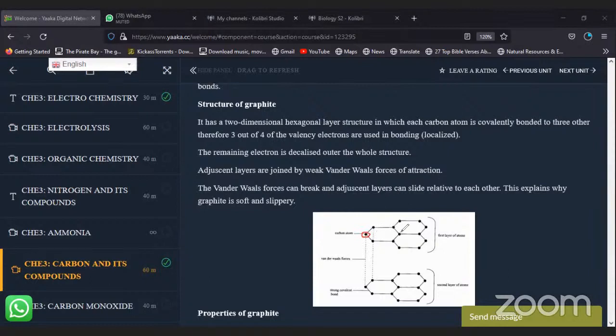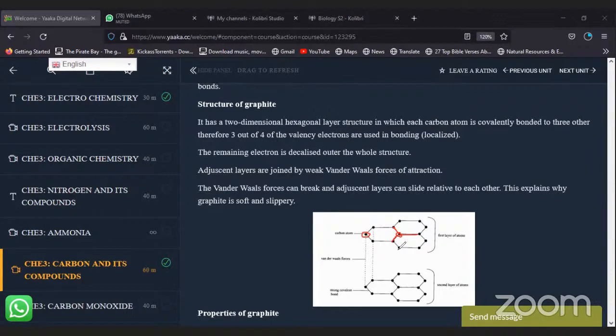Maybe that wouldn't be a very good example. Let's say this one. So this carbon here is bonded to this one, is also bonded to this one, and is bonded to this one right there. Okay, so each carbon is bonded to three other carbons.